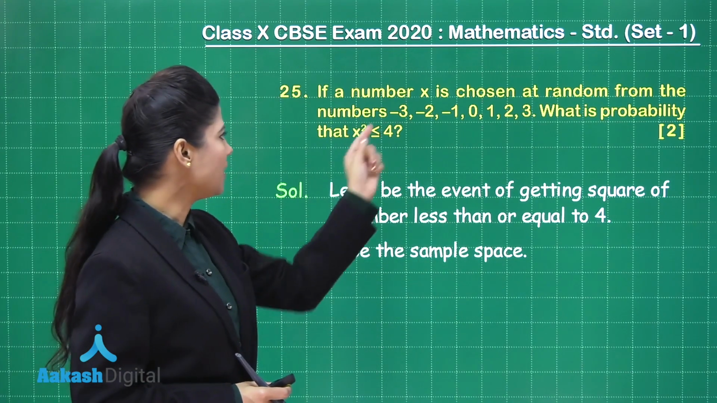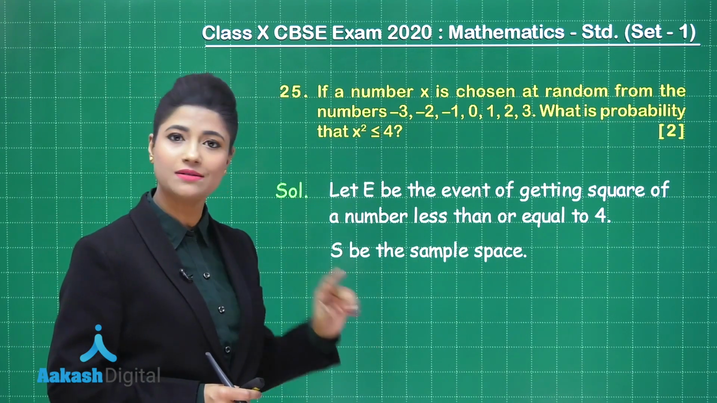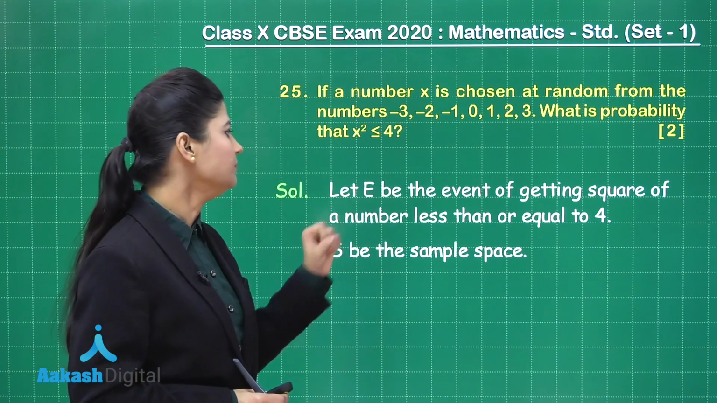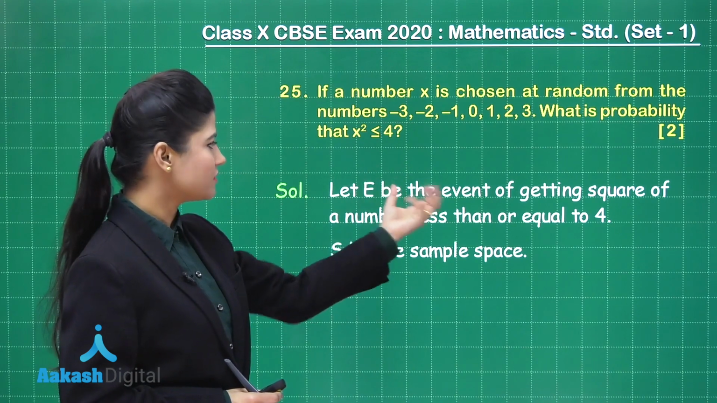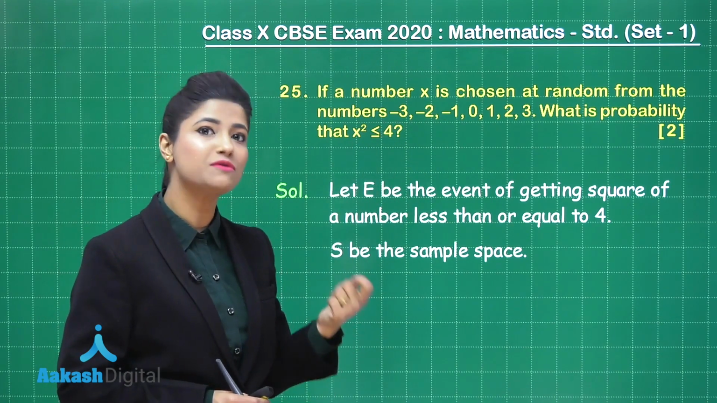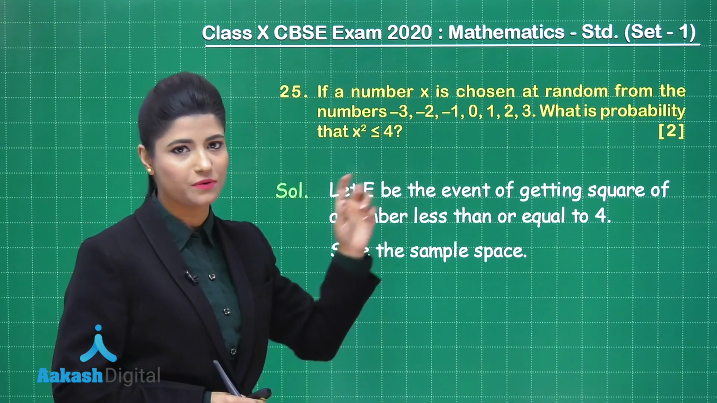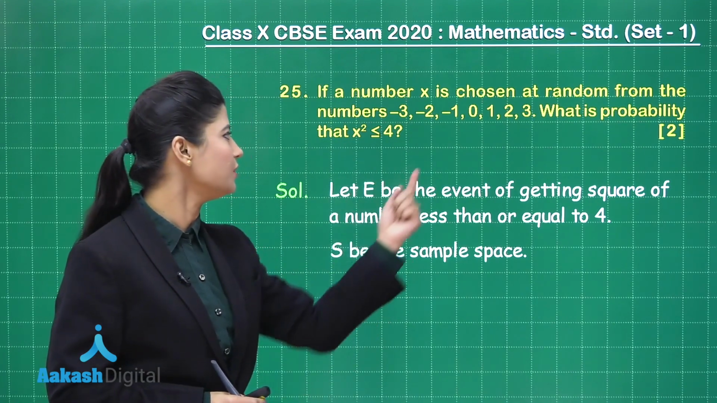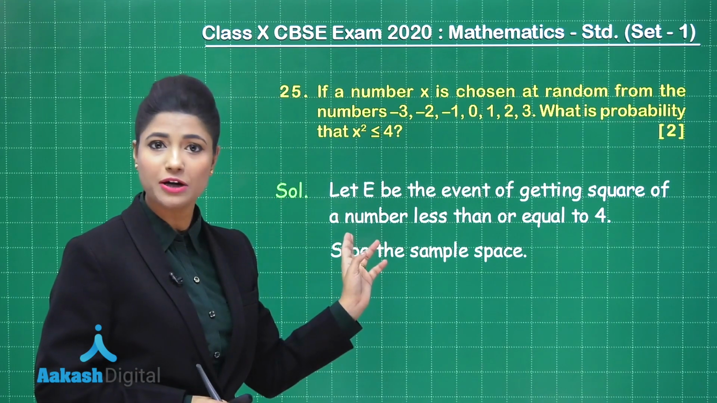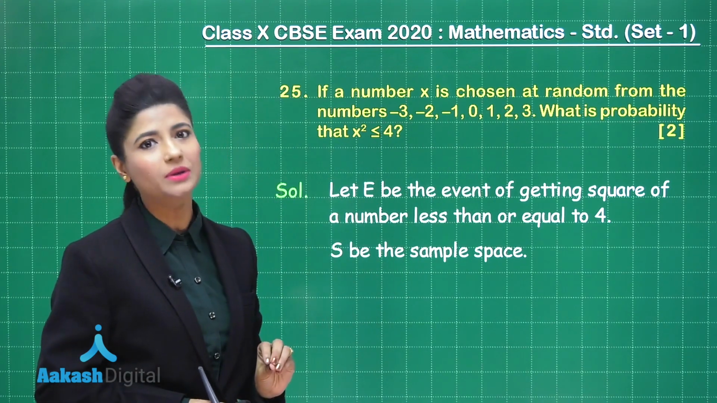If I am squaring up -3, I get 9, so -3 won't be part of that. When I square up -2, I clearly get 4, so this will be part of event E. Same follows for -1. Square of -1 gives me 1, which is less than 4. Square of 0 is 0, which is also less than 4. Same goes for 1 and 2. But 3 won't be included as part of E because 3 square gives you 9.